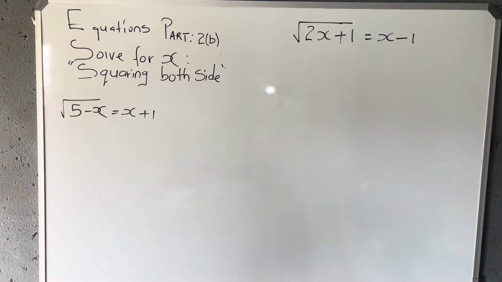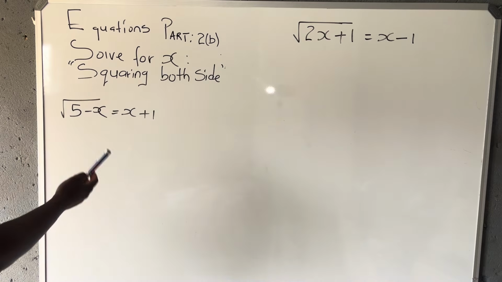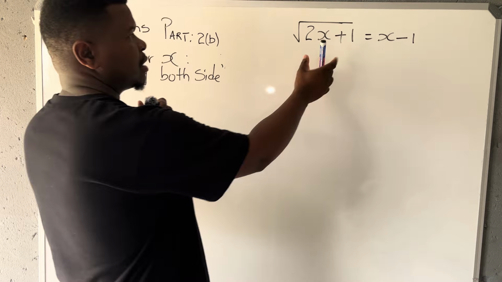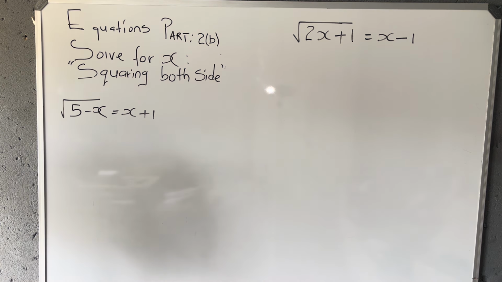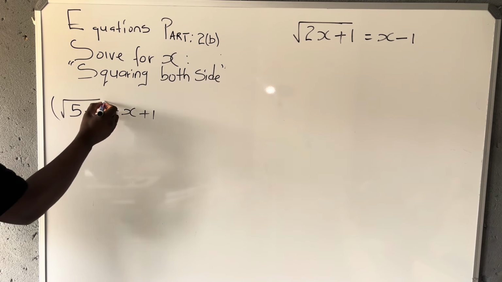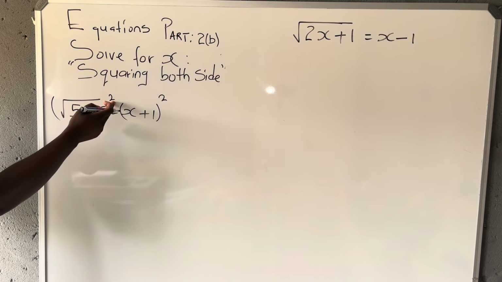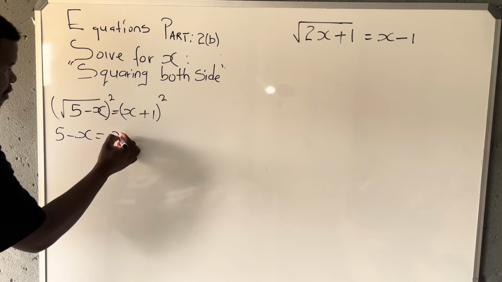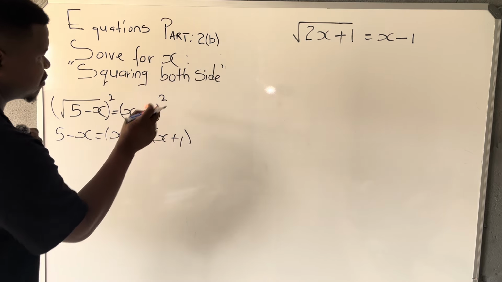If you check this one, we consider it ready-made because we don't have to transpose anything to the other side. The same applies to this one. So we can strictly start by squaring both sides. Let me go straight to the point. This is me squaring both sides. The 2 gets rid of the root, so I'm having 5 minus x, and this means I do this twice.